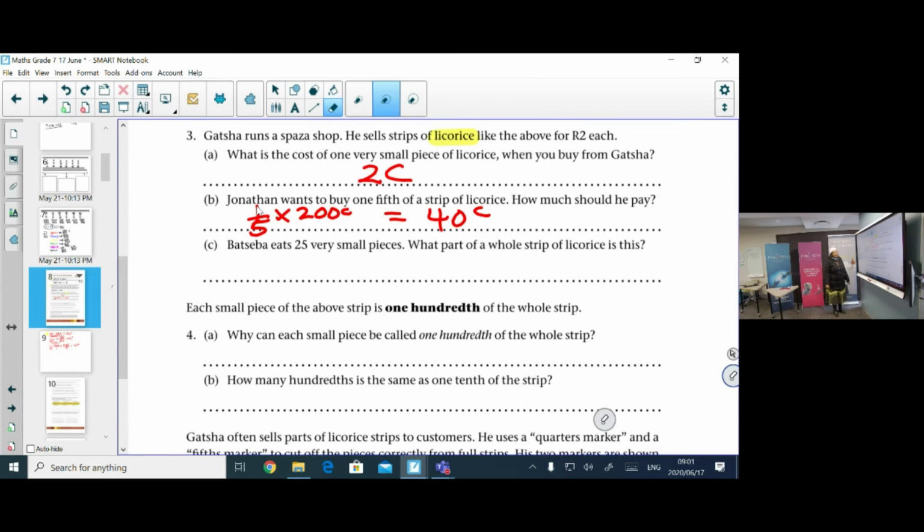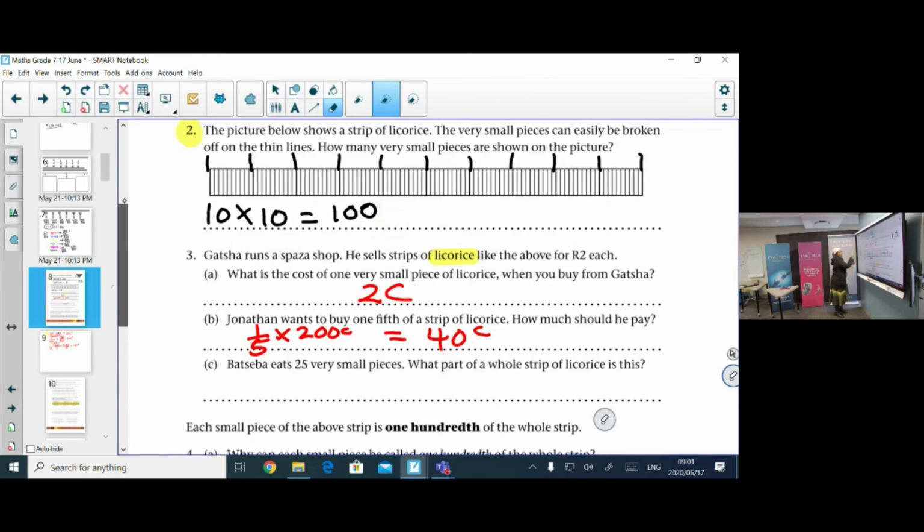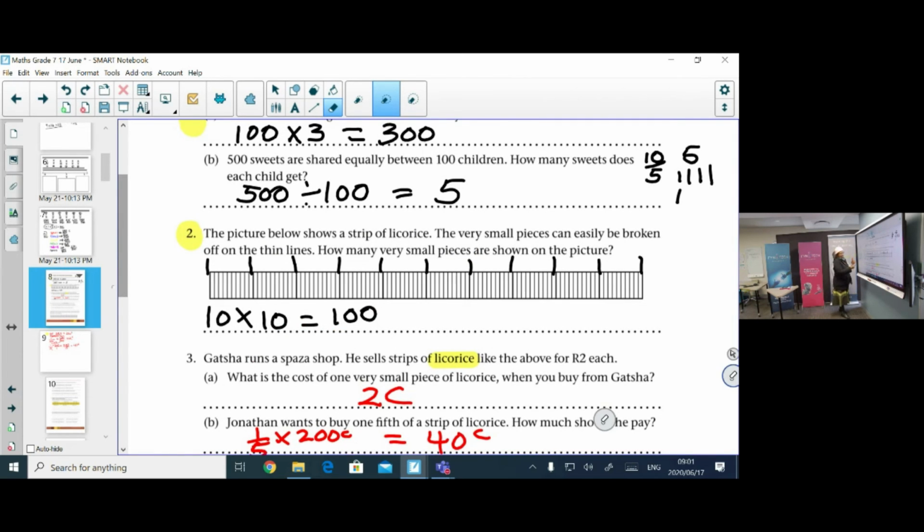Batsiba eats 25, all of them 25. What part of the whole strip is this? So if you go to the strip here, it means we needed to color in 25. Remember, this is 10. Another 10 gives us 20. And then we color 1, 2, 3, 4, 5. Okay. So we want to know how much is that of the whole strip. Remember, how many parts do we have there? The total here is 100.